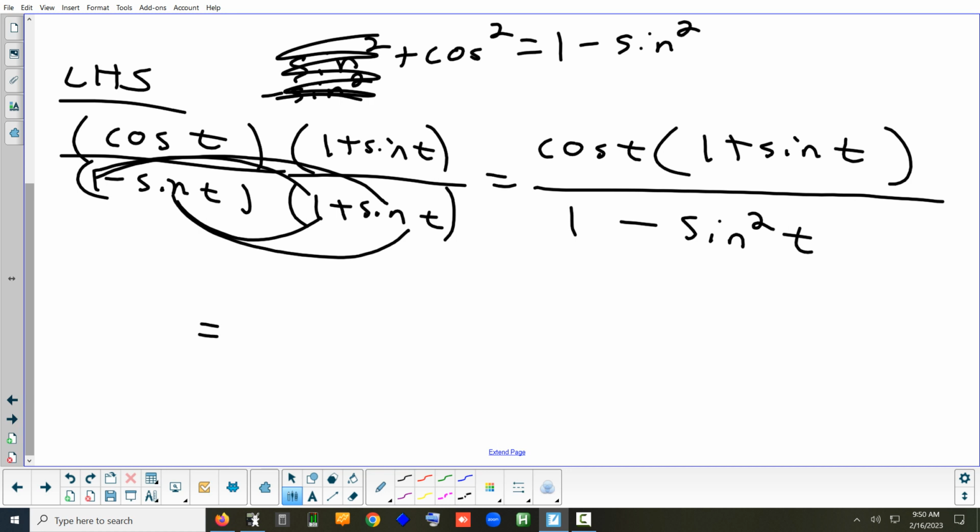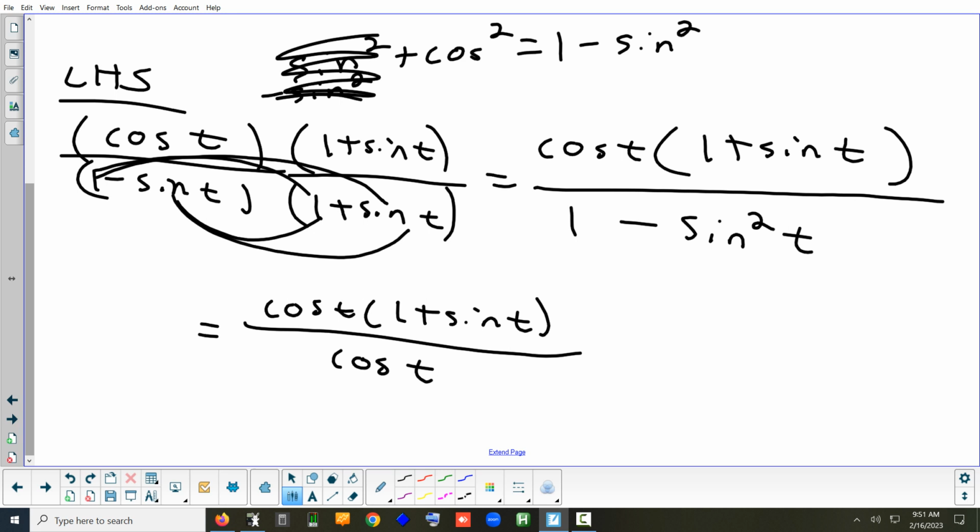Cosine squared. So don't do anything in the top. Just leave it the same. But the entire bottom turns into what did we just say 1 minus sine squared is? Cosine squared. Now, look at what you have there. You have a common factor in the top and the bottom. How many copies of cosine do you have in the top? One. How many copies of cosine do you have in the bottom? Two. So how many do they both have in common? One. Then you can cancel 1 out from the top and 1 out from the bottom.